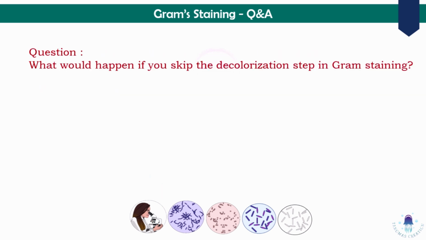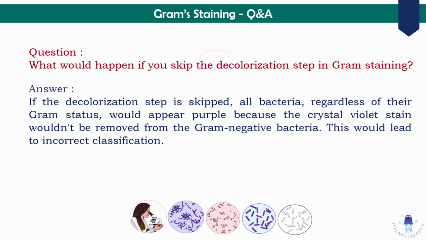Question: what would happen if you skip the decolorization step in gram staining? Answer: if the decolorization step is skipped, all bacteria, regardless of their gram status, would appear purple because the crystal violet stain wouldn't be removed from the gram-negative bacteria. This would lead to incorrect classification.